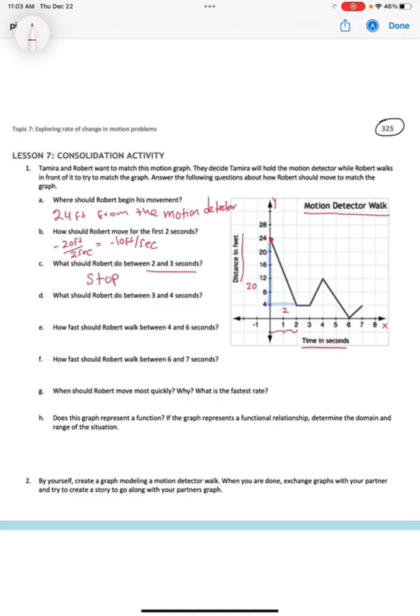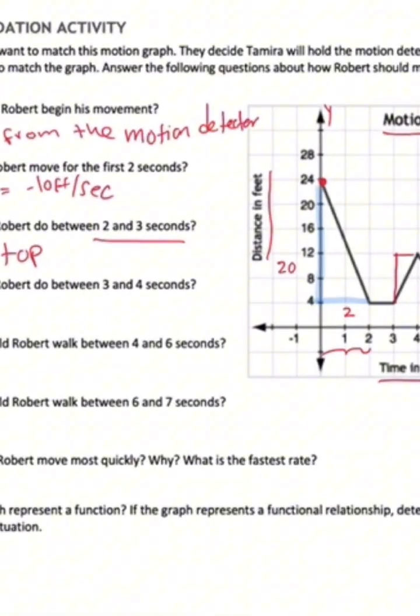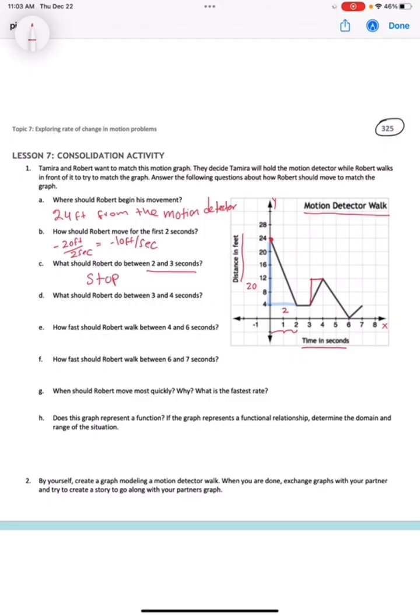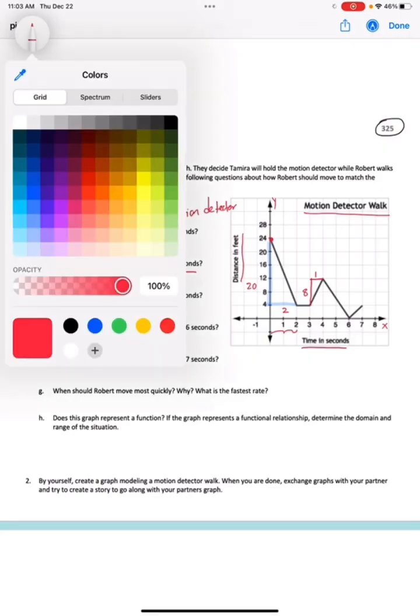And what should Robert do between 3 to 4 seconds? That's a good one. So for this one, you're going to go like that. It looks like it's 12 minus 4, which will be 8, and then this is 1. So between 3 to 4 seconds, they move at 8 feet per second.